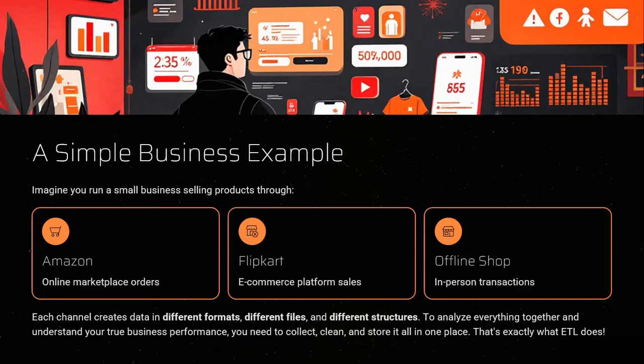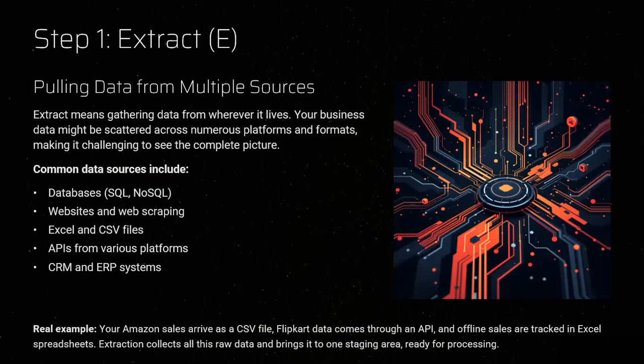So let us start with the first step, extract. Extract means pulling data out from various sources. Sources could be databases, websites, Excel files, APIs, CRM tools, etc. Let us take an example. Let's say your Amazon sales come in a CSV file. Your Flipkart sales come from an API and offline sales are stored in Excel. Extraction collects all this raw data and brings it into one staging area. That's what the extract step does.